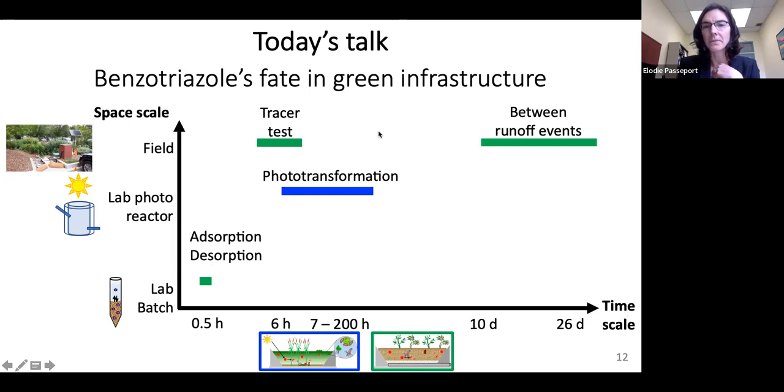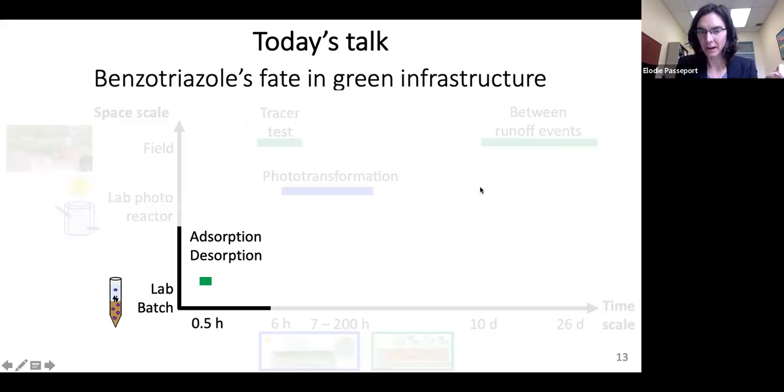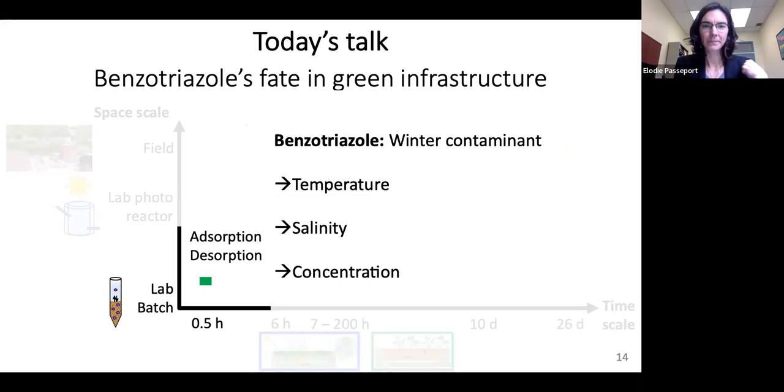And then we work at a variety of time scales in the field, in a full-size system, in the tracer test that we did. Here I'm going to show you work that's relevant to bioretention cells, as shown in green here, and then work relevant to the context of constructed wetlands, which is that aqueous phototransformation study. I will start with our adsorption-desorption test.